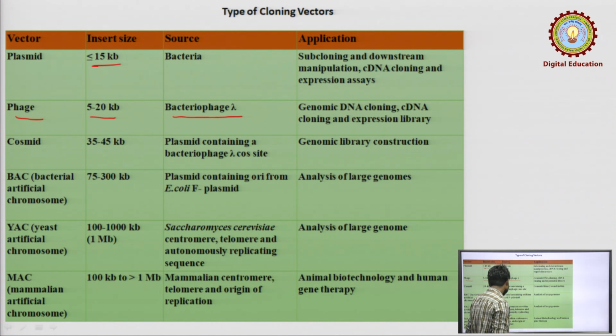Next is YAC. YAC is the yeast artificial chromosome, and it can carry up to a 1 MB insert size, and it is basically found in Saccharomyces cerevisiae. It contains the centromere region, telomere region, and autonomous replicating sequence from the yeast Saccharomyces cerevisiae, and the application is the analysis of large genomes.